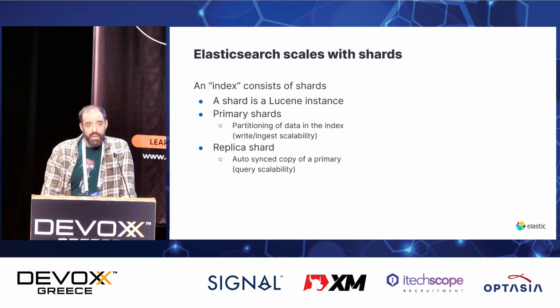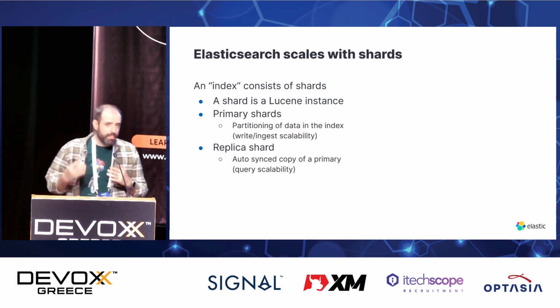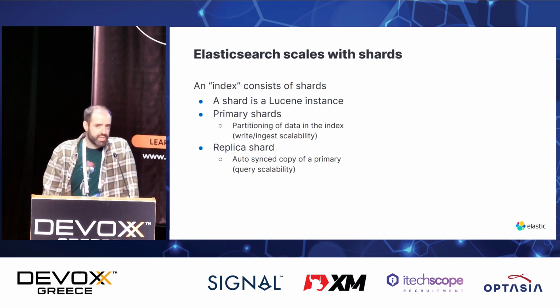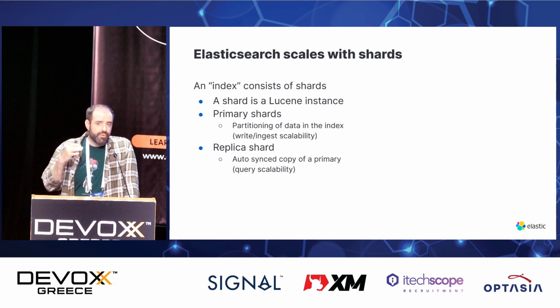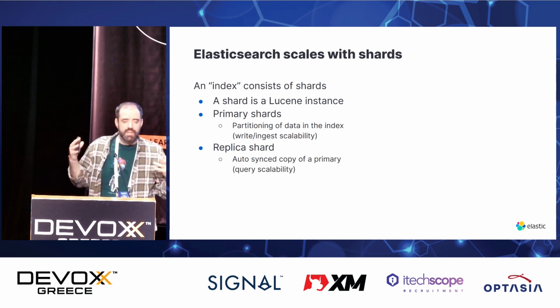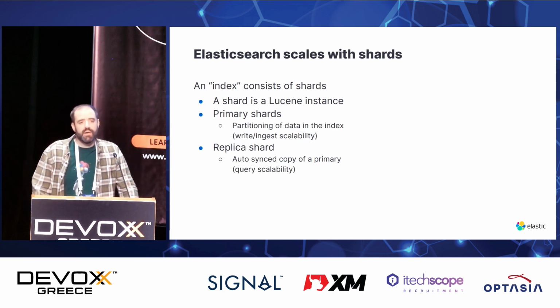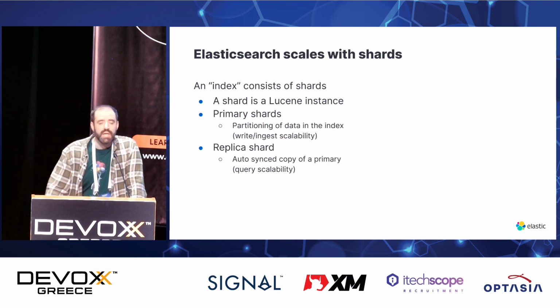And then we have what we call replica shards, which are basically automatically synced copies of their primary shards. And these are read-only, right? Because Elasticsearch automatically syncs them as you do ingestion at the primary shards. And these are used for query scalability, right? So for your queries, imagine that again, if you have one Lucene instance and you have some limit on how fast queries can be served, then we also have more replica shards to support more queries.